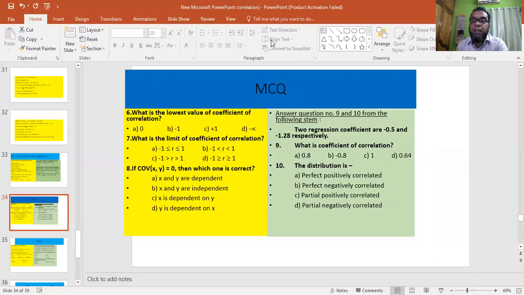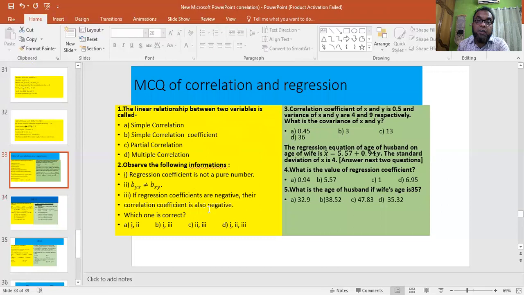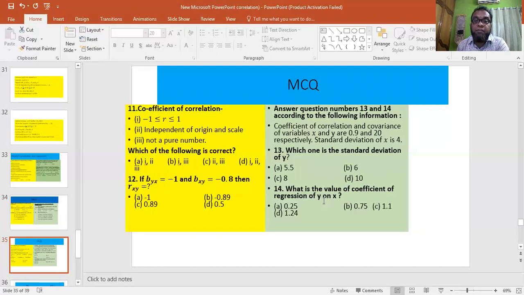Now questions number 9 and 10, you answer from the stem. Two regression coefficients are minus 0.5 and minus 1.28. We have discussed earlier, number 2, third one, that if both regression coefficients are negative, then their correlation coefficient is also negative. Okay, and this theorem is used in this one.